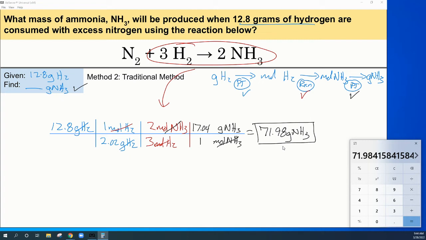Okay, so method 2, this is the traditional method. I find that a lot of my students are really confused by this method because you have to understand what each step is doing. So really quick, first step, changing grams to moles using my periodic table is what that relationship does for me. Changing moles of hydrogen into moles of NH3 is what that step does for me. And finally, changing moles of ammonia into grams of ammonia is what that step does for me. So that was using the periodic table. This was using my reaction.